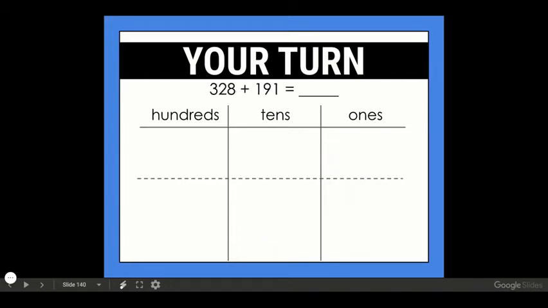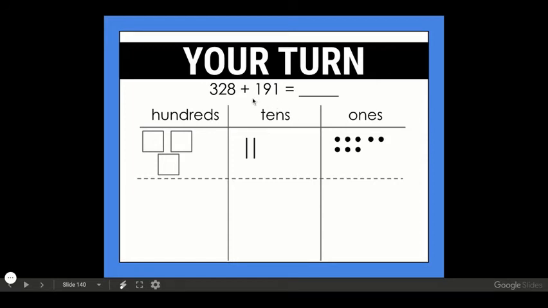All right, go ahead and draw another HTO. Okay, our first addend is 328. Go ahead and draw in your first addend, and then you can check it with mine. Okay, do you have 3 squares for hundreds, 2 lines for tens, and 8 dots for ones?